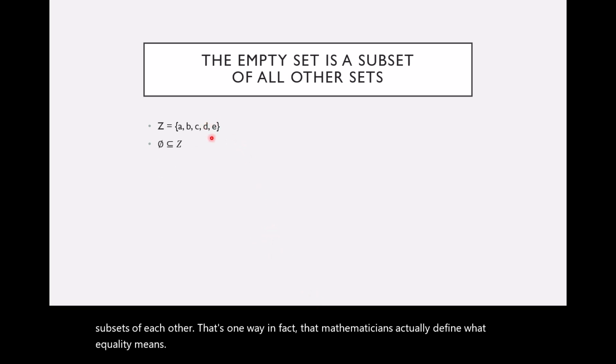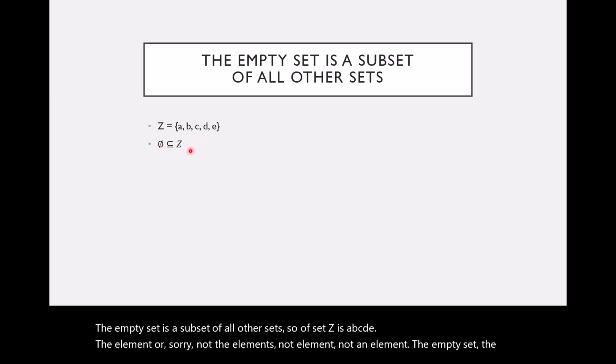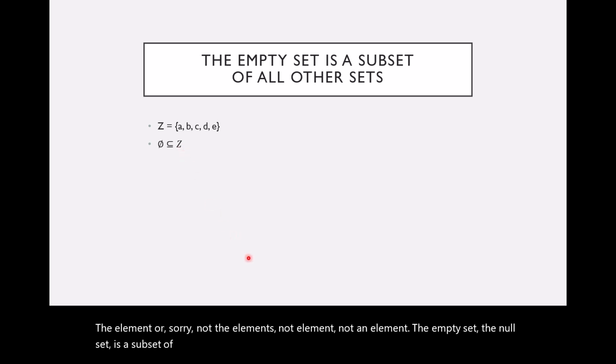The empty set is a subset of all other sets. So if set Z is A, B, C, D, E, the empty set, the null set, is a subset of Z.